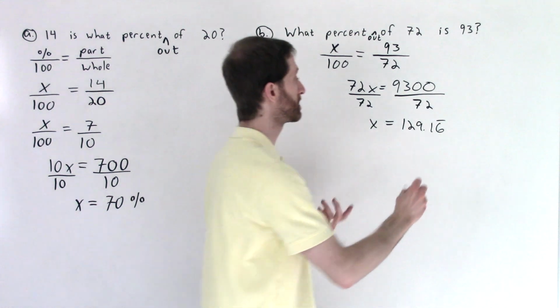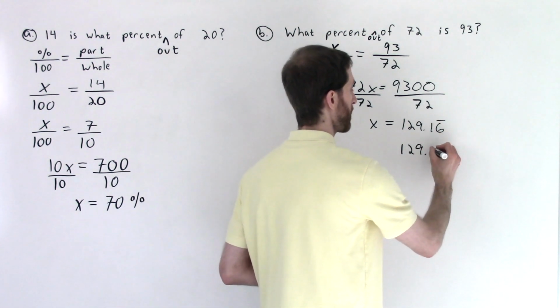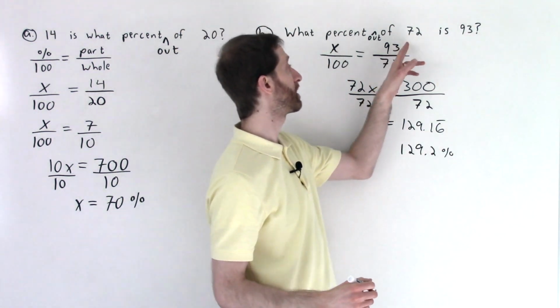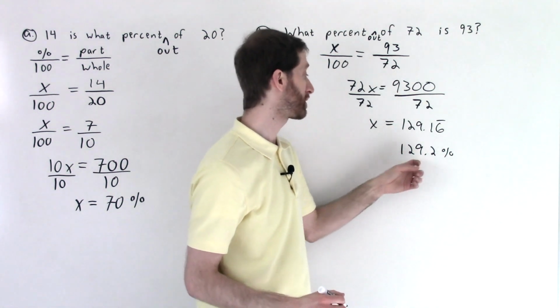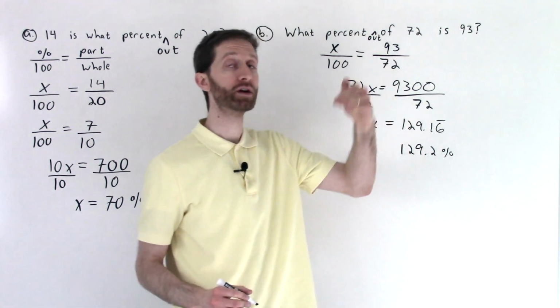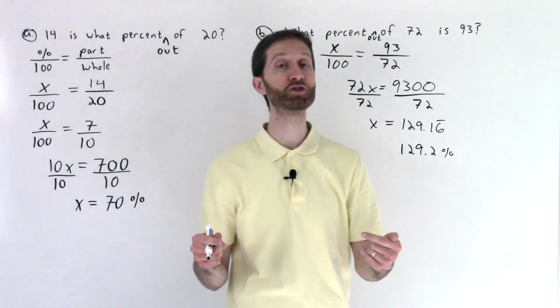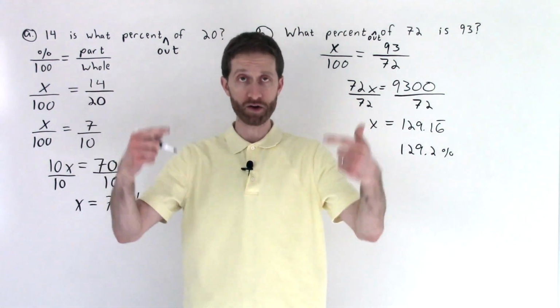So what's our percentage? Let's round it to the nearest tenth of a percent. 129 point, we'd round up 2%, which makes sense as an answer because 93 is more than 72 by a decent amount. How much? 29.2% above 100% of 72. That's all we got, peeps. It's all about practicing those translations first, getting your proportions, then going back and solving them out.